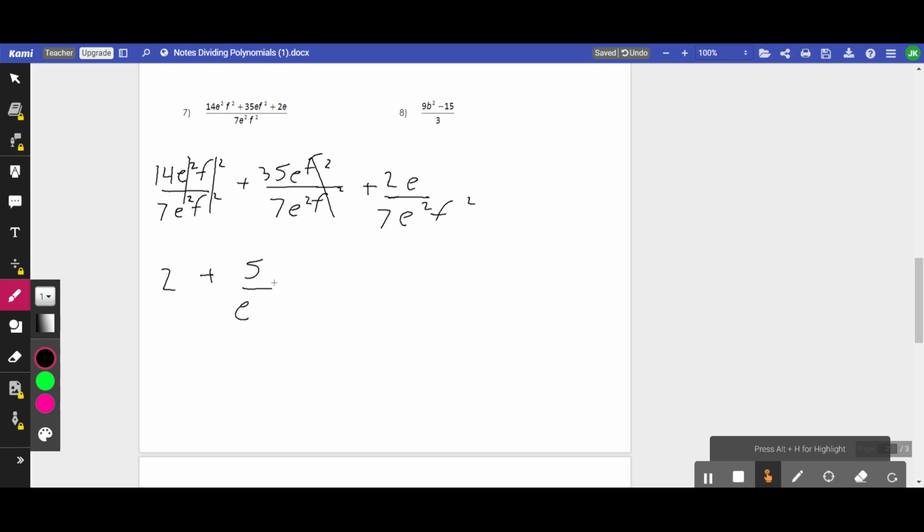And then for your last terms, you should simplify the 2/7. That will just stay for now. And then you can subtract the exponents on the e, so you'll do 2 minus 1 there. So you'll have an extra e on the bottom. And then the f squared has to stay on the bottom too, because you have no other f's. So that'd be your answer then.